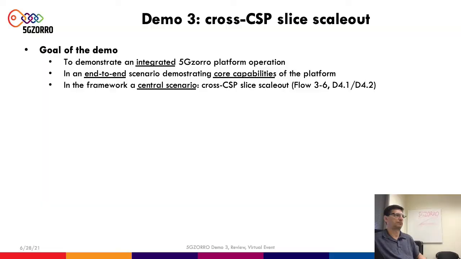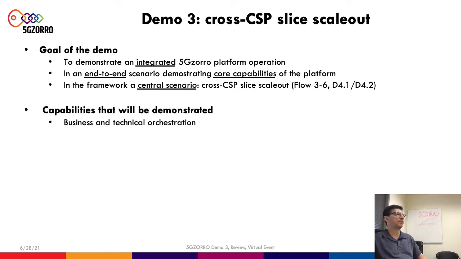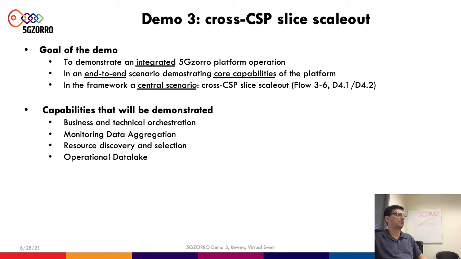Welcome to Demo 3. The goal of the demo is to demonstrate an integrated 5G Zoro platform operation. To that end, we will consider a cross-CSP slice scale-out scenario. The capabilities that we will demonstrate include business and technical orchestration, monitoring data aggregation, resource discovery and selection, operational data lake, and SLA breach prediction.